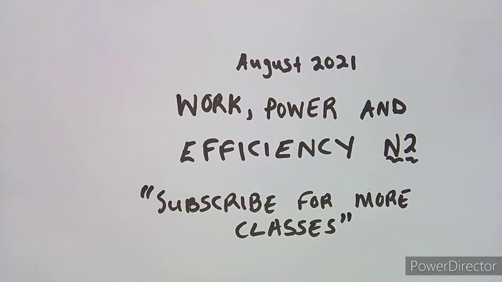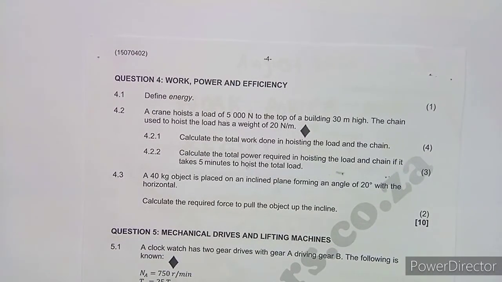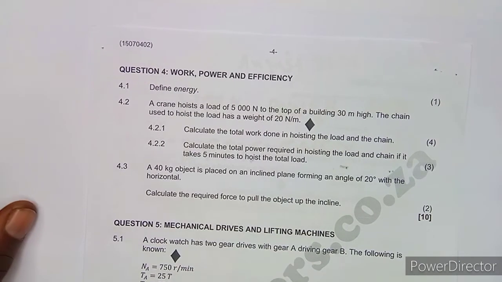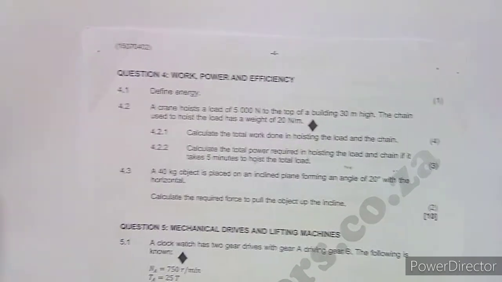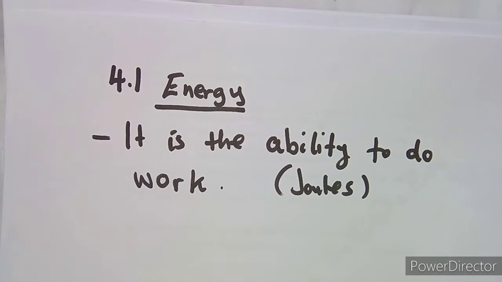Okay, so without wasting much of your time, let us quickly rush through the question paper that I'm having here. So the first part we are asked on question 4.1: define energy. That is the first question that we are given, to define energy. So how can we define energy? We know that this is the ability to do work. That is, energy is the ability to do work, and this energy is measured in joules.